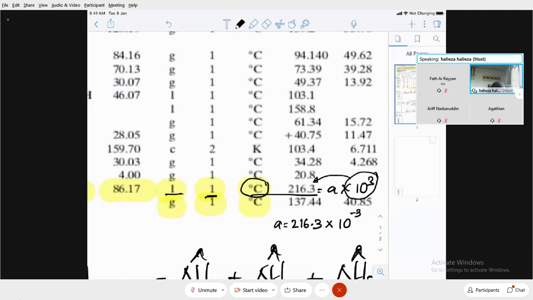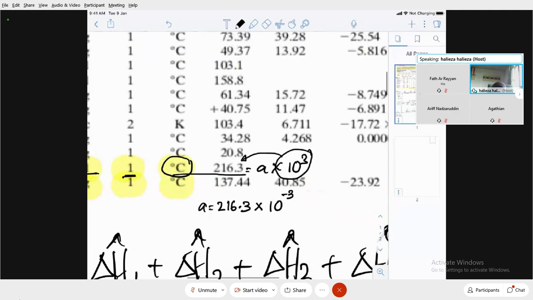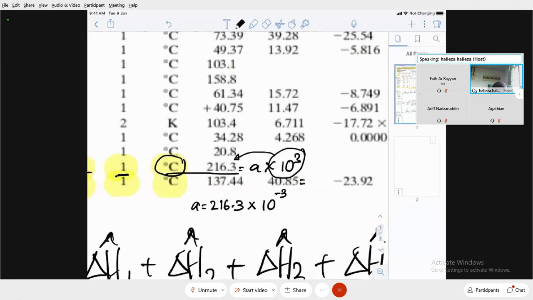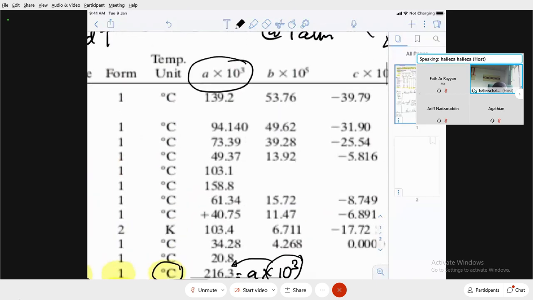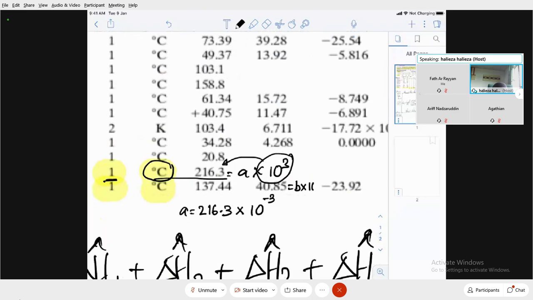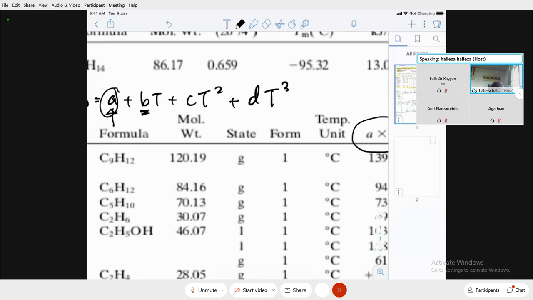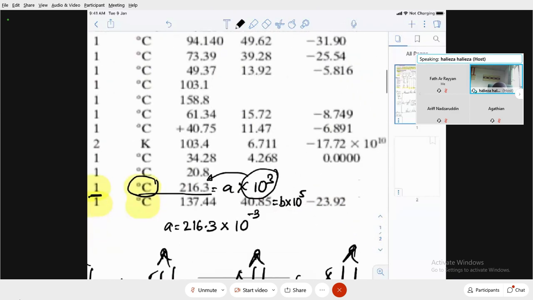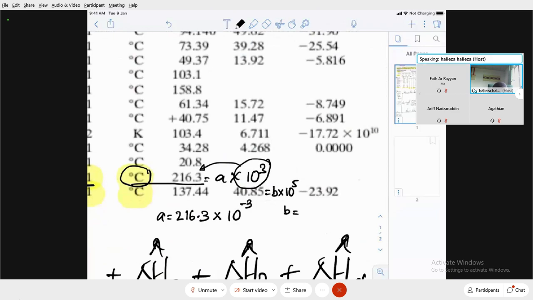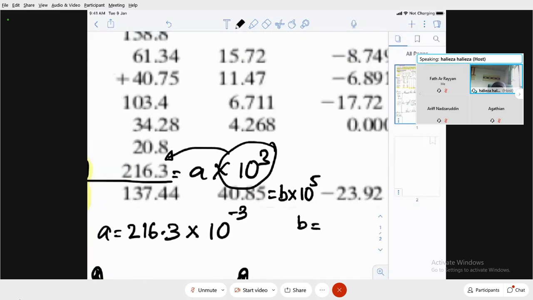Same thing. If I let this equal B times 10 to the power 5, and I'm going to write B for this part, what should B be? What is B? Somebody? 40.85. Then that's it, times 10 to the 5? No, minus 5. Yeah, it has to be minus.